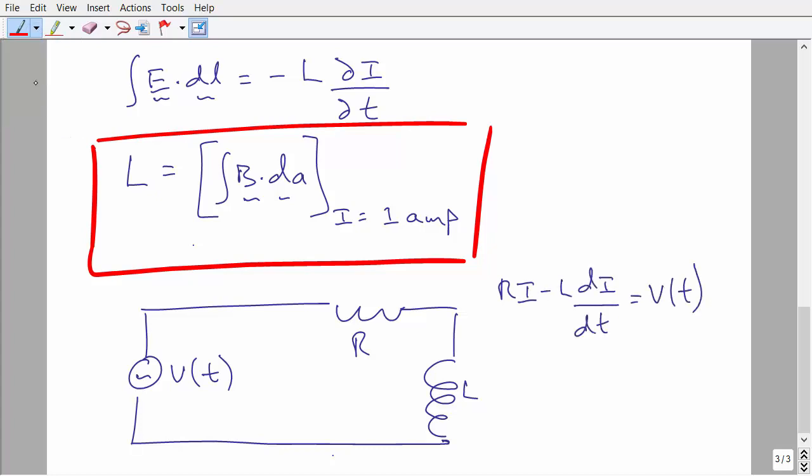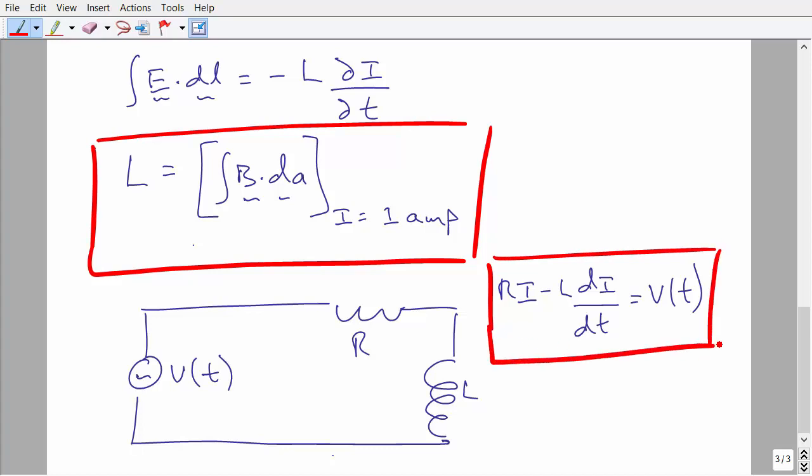I have an equation which looks like this, and you will probably have seen an equation like this in your first year course. If I know the inductance for this coil, the resistance of the resistor, and V of t from this voltage source, I have a differential equation and I could calculate the current. So knowing the inductance can be a rather useful thing.